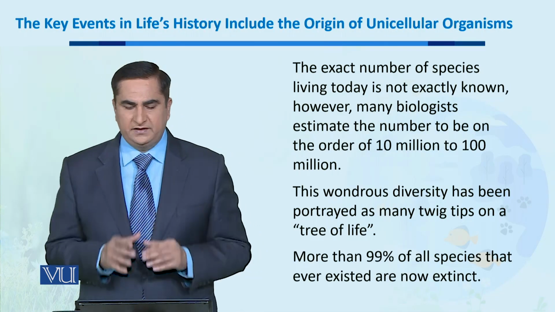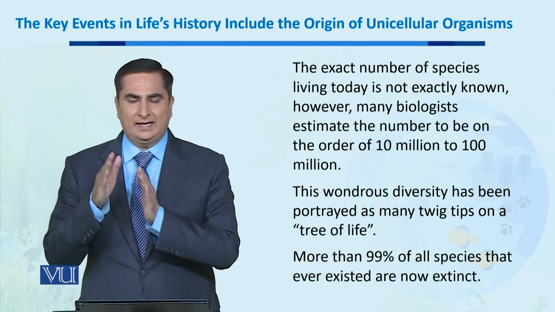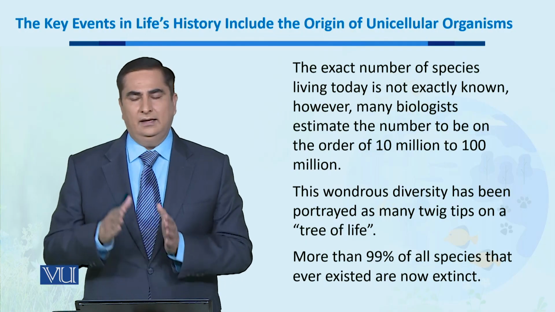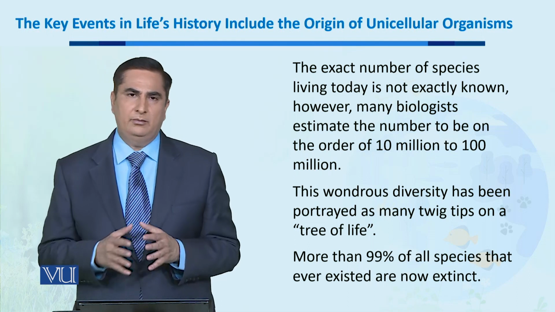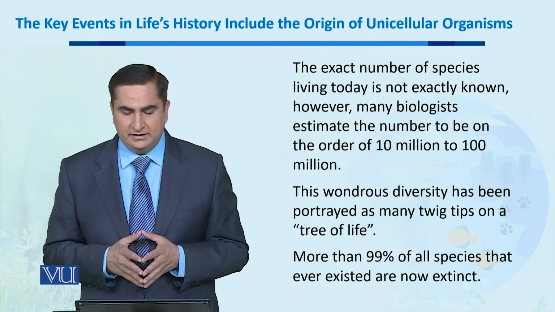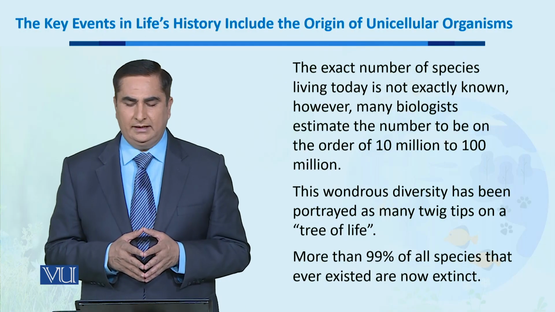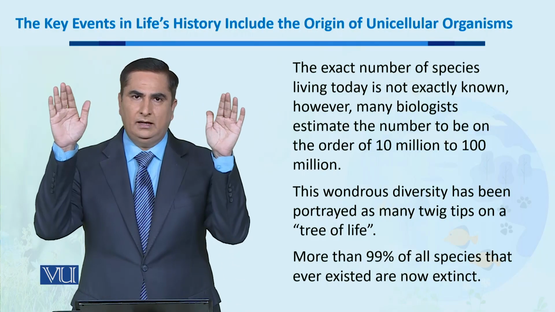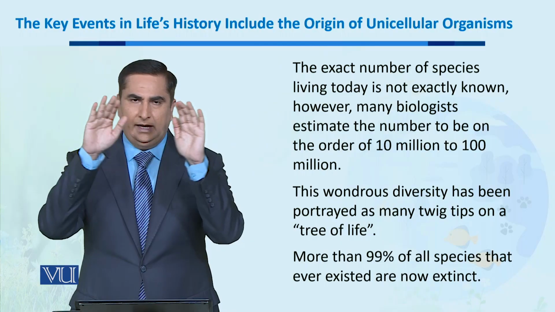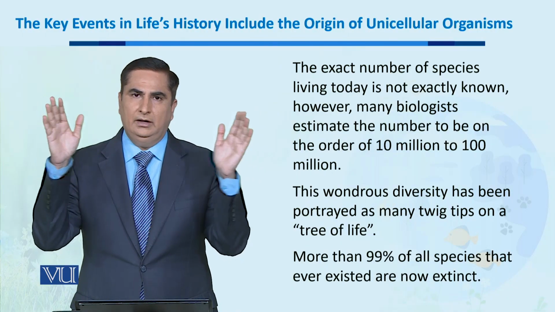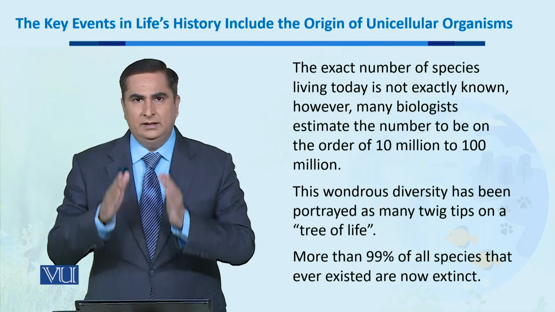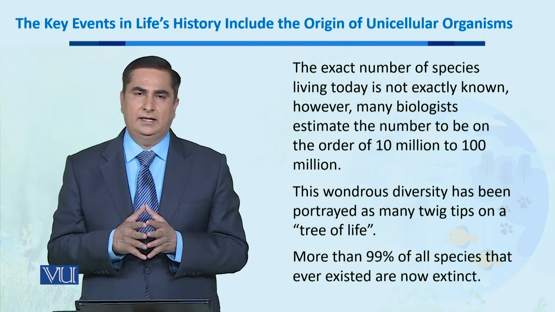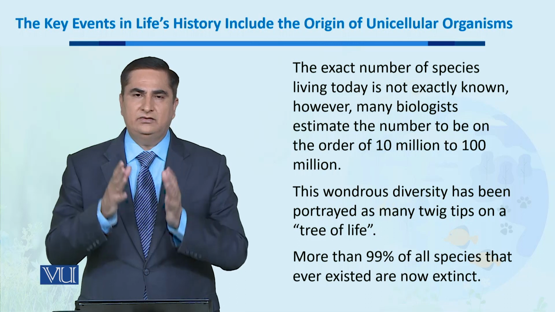Now, the exact number of species living today is not exactly known. However, many biologists estimate the number to be in the order of 10 million to 100 million. Now, this wondrous diversity has been portrayed by many scientists as the twig tips on a tree of life, which means they are the external branches. The existing species are actually the external branches which originated from larger trunks and many other branches which are not present at the moment, but they complete the tree of life.